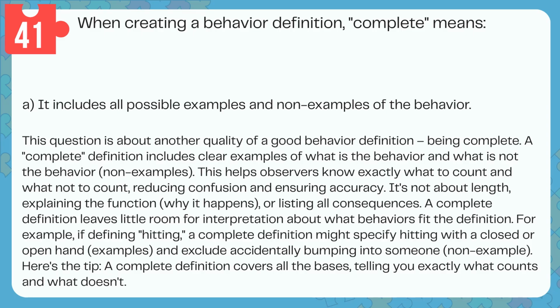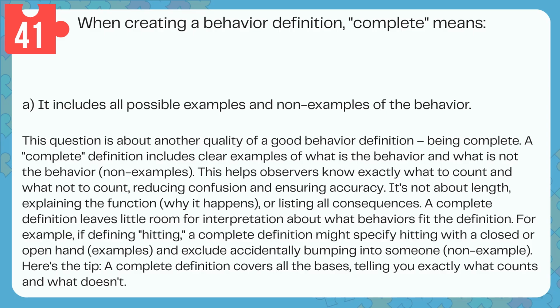This question is about another quality of a good behavior definition, being complete. A complete definition includes clear examples of what is the behavior and what is not the behavior, non-examples. This helps observers know exactly what to count and what not to count, reducing confusion and ensuring accuracy. It's not about length, explaining the function, why it happens, or listing all consequences. A complete definition leaves little room for interpretation about what behaviors fit the definition.